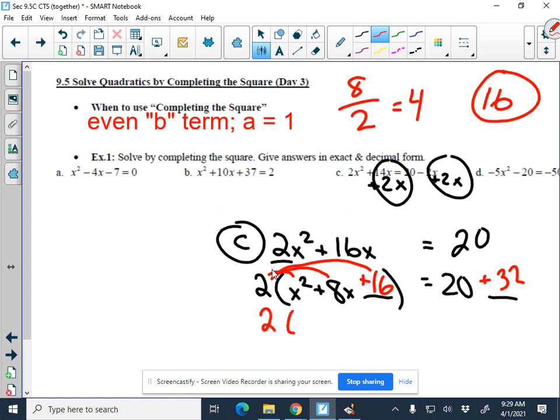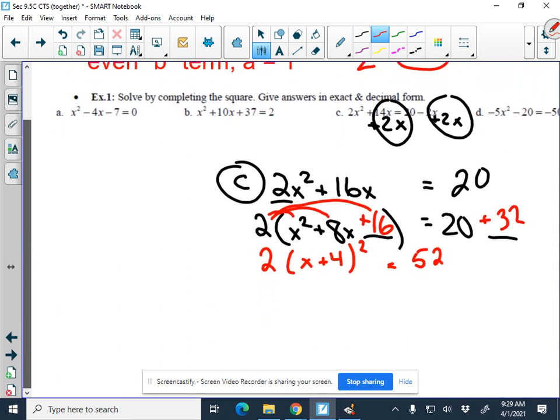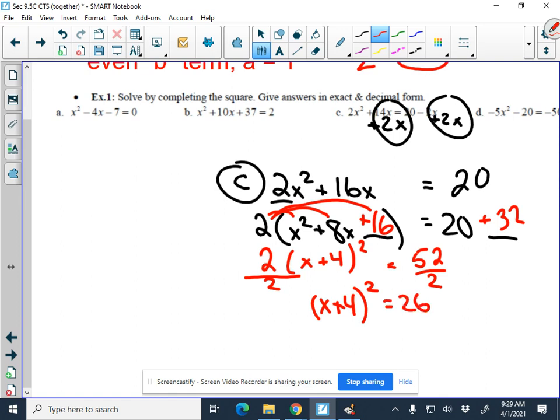2 times x plus what squared? What did we manipulate it to? It's x plus what squared? Should be on the page here somewhere. 4. Okay? Equals 52. I will now divide both sides by 2. Get x plus 4 squared equals 26.